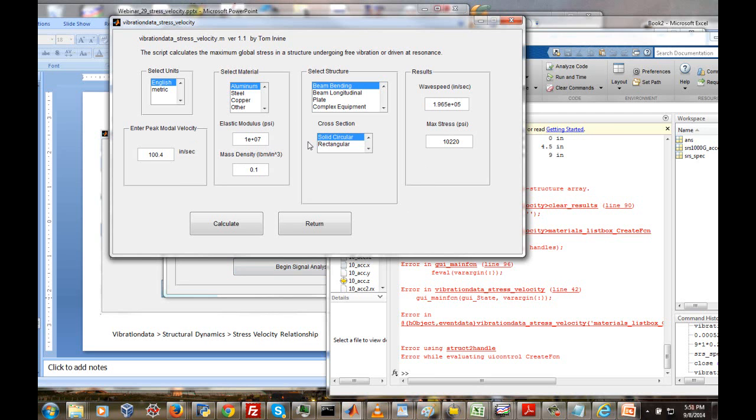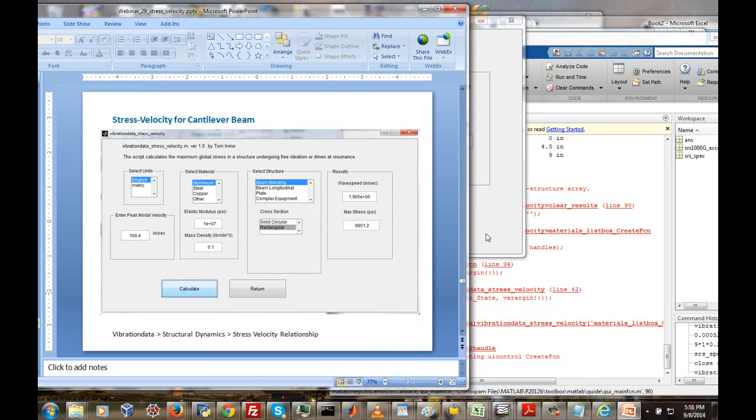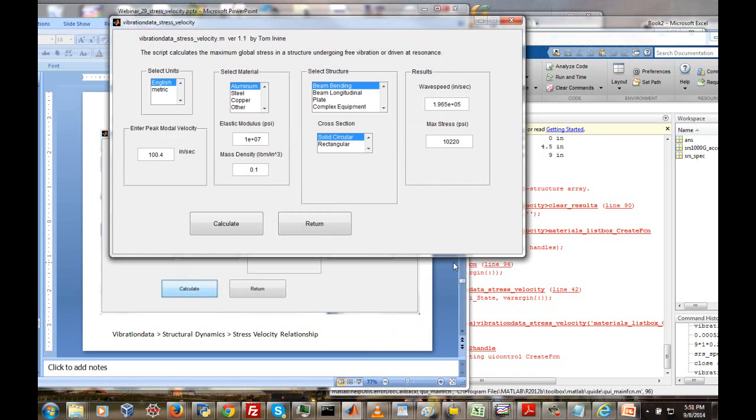So this is saying that from our stress velocity relationship, based on 100.4 inches per second, the maximum stress comes out to be 10,220 psi. Now this is actually the case where we have, let's see, let me go to the slide here. Okay, another operator error. I knew that number looked too high. We need to be a little bit more careful as we go through this, at least I do. I'm talking to myself here.